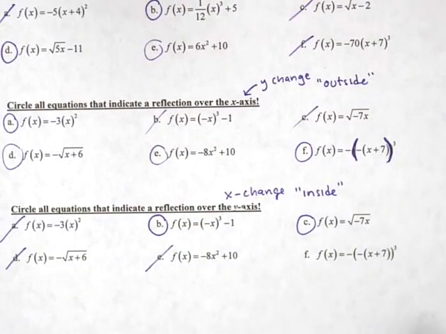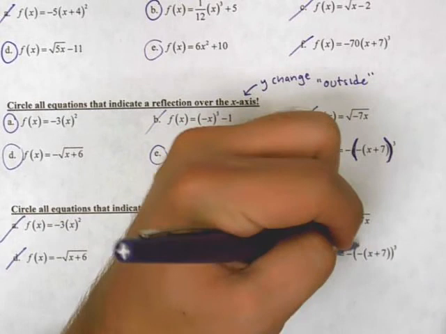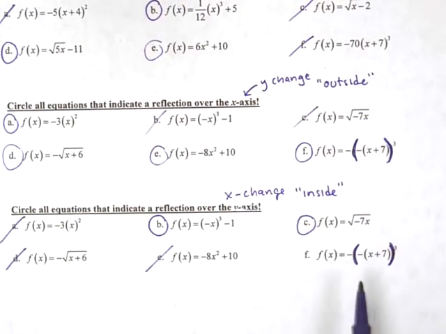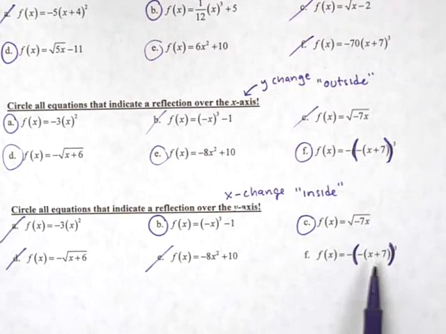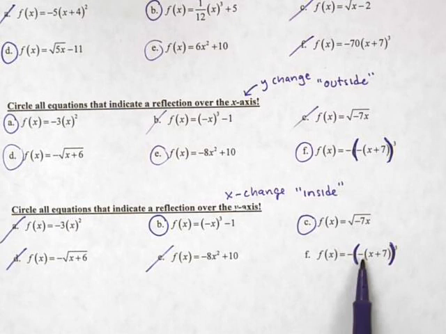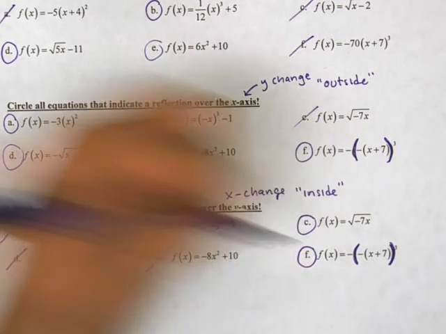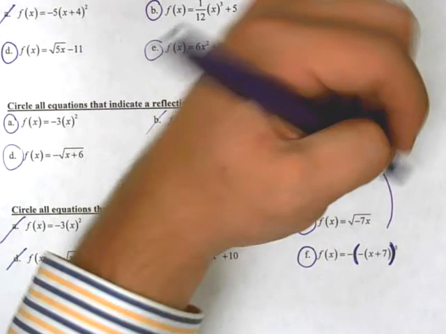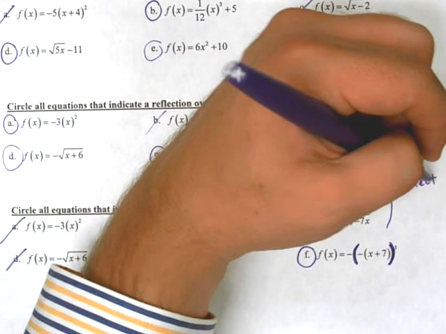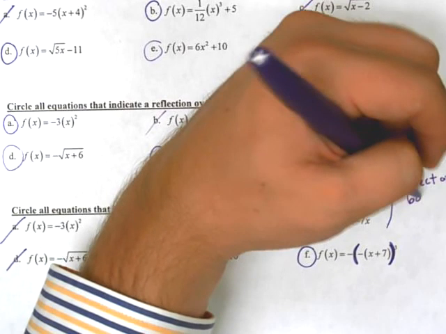And then f. Take a look at f with me for a second here. Again, here is my function. I have negative x plus 7 being cubed. So yeah, I see a negative inside the function. So this is a yes. And this one, it's okay, and it shows that you can reflect over both.